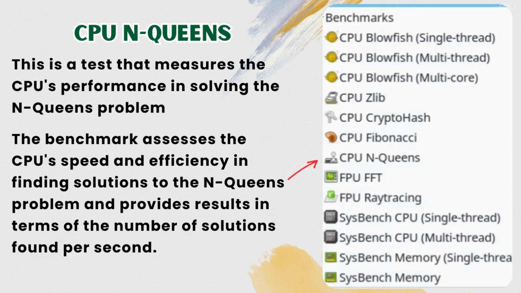When you run the CPU N-Queens benchmark, it performs calculations and iterations to solve the N-Queens problem, using different algorithms or techniques. The benchmark assesses the CPU's speed and efficiency in finding solutions to the N-Queens problem, and provides results in terms of the number of solutions found per second.